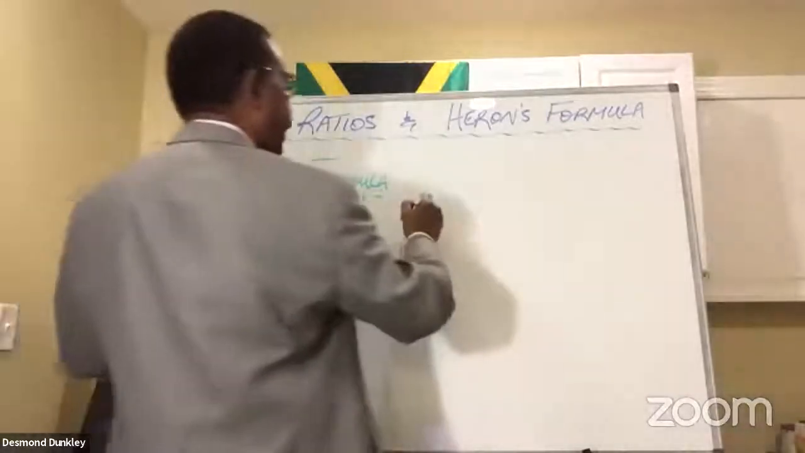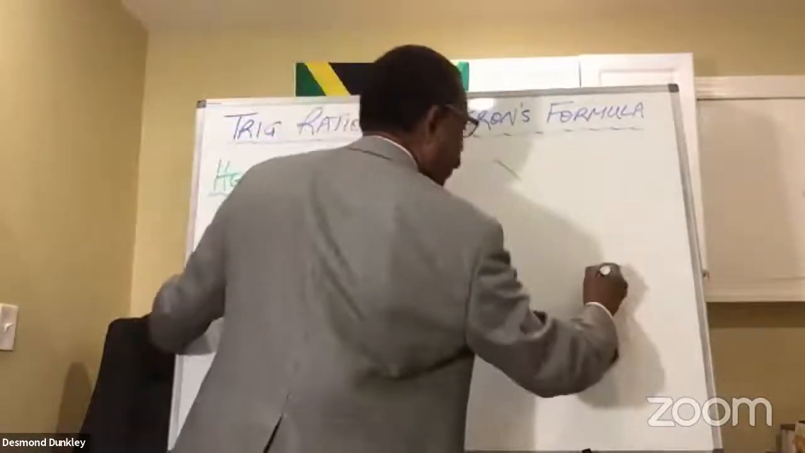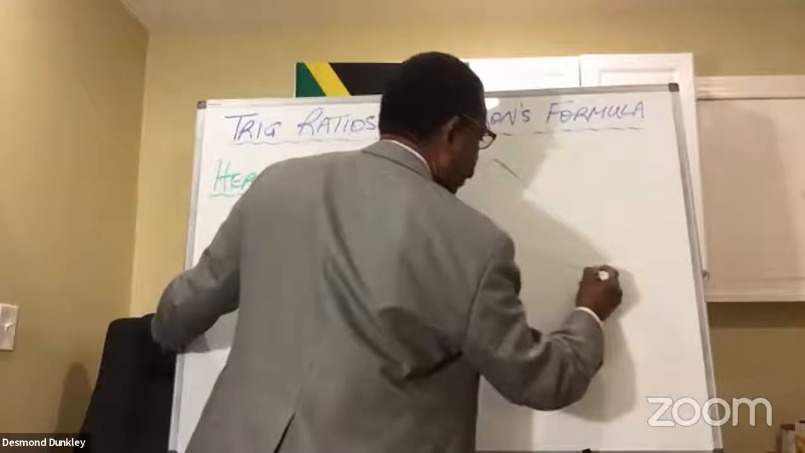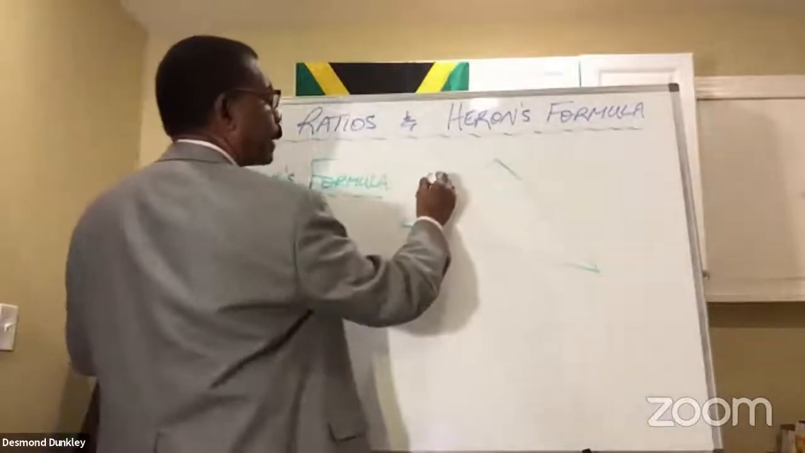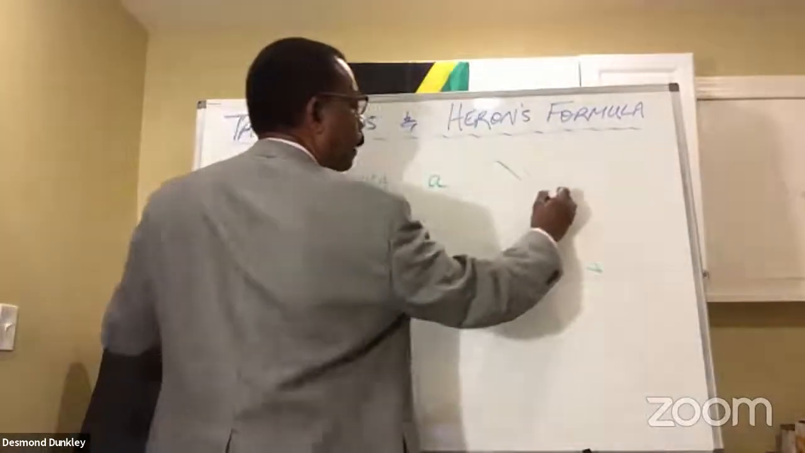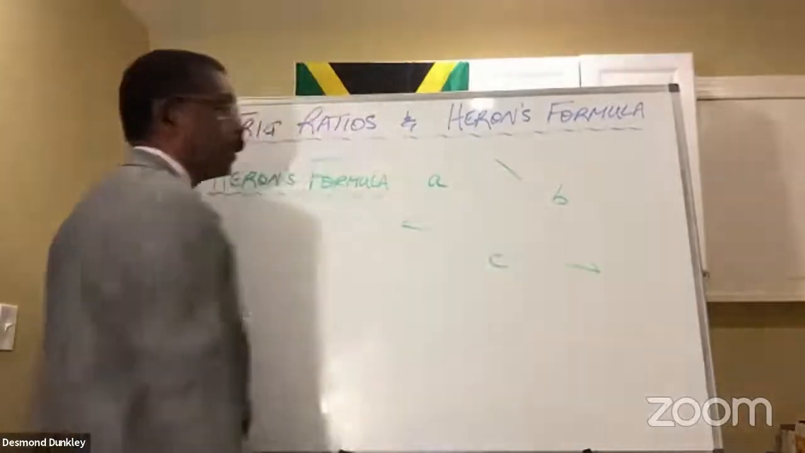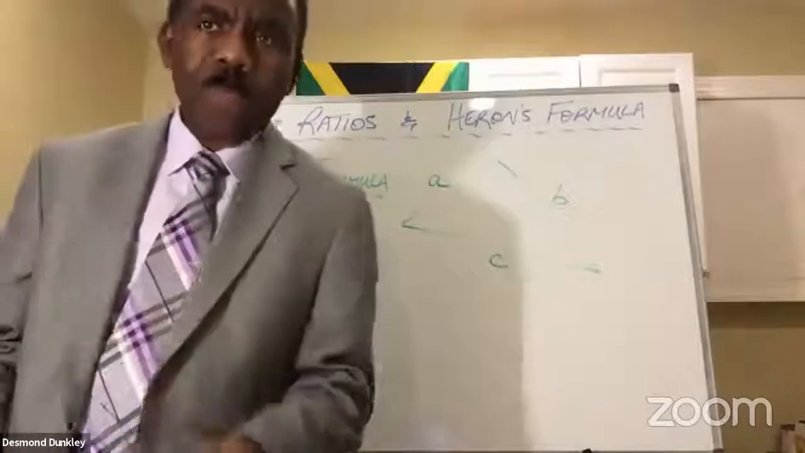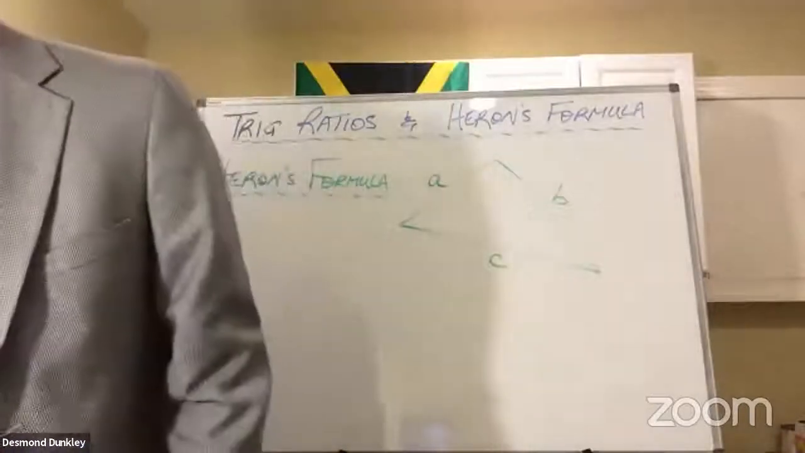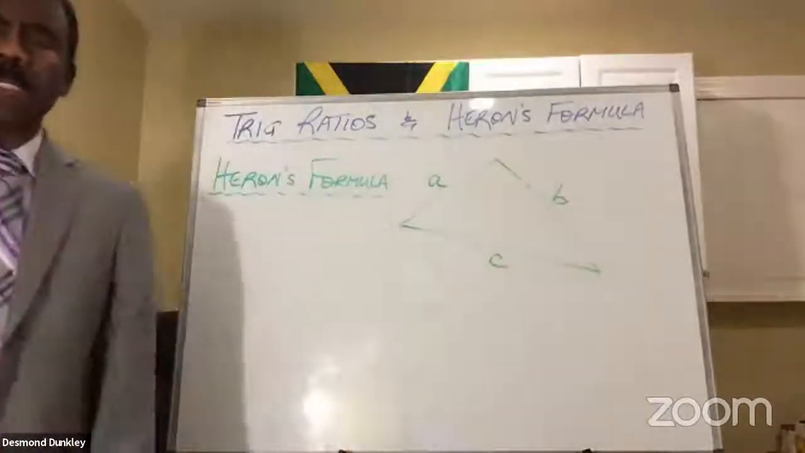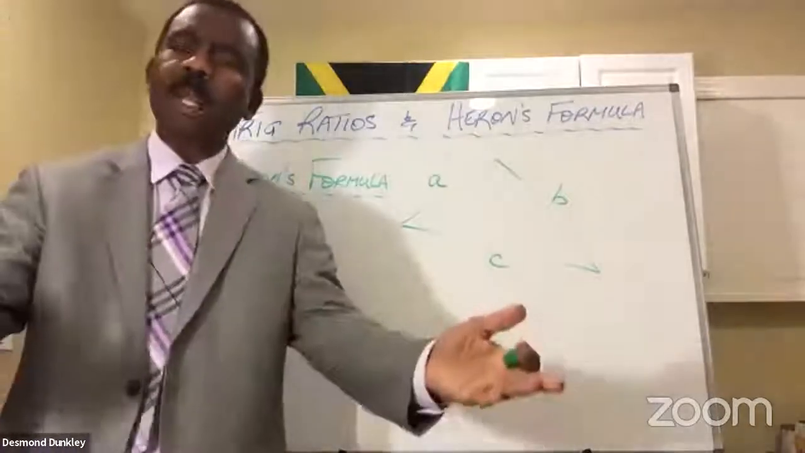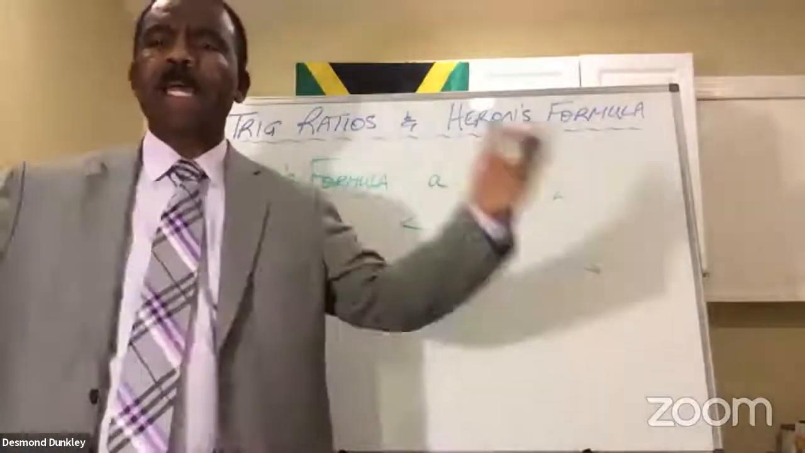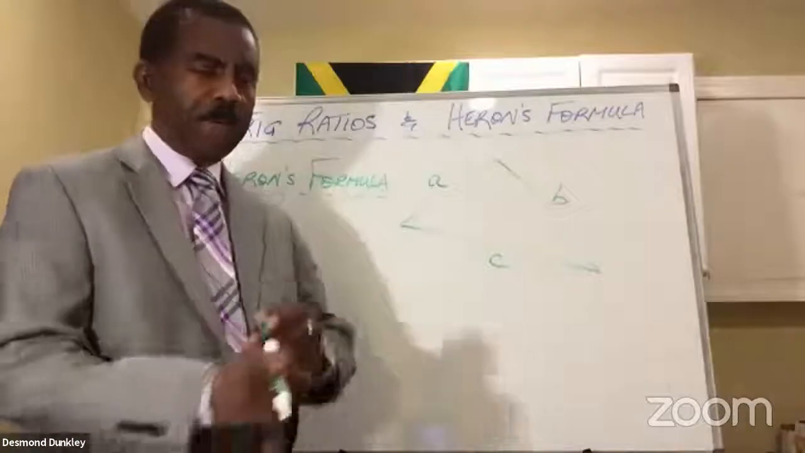Basically, Heron's formula says that if you have any triangle, you're given the sides A, B, and C. So if you know the three sides and you're ready to find the area, but all you have is the three sides, nothing else. It's not a right triangle. You're given three sides and you need to find the area.